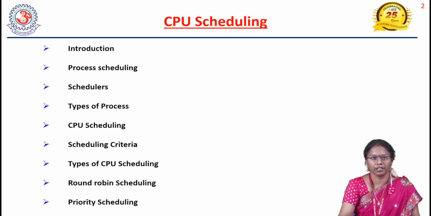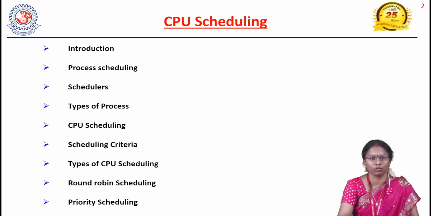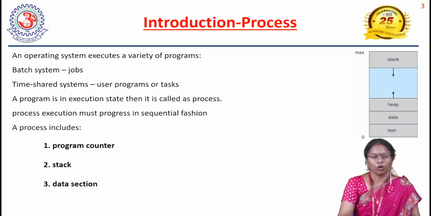In CPU scheduling, what are the criteria we need to understand first? And then what are the types of CPU scheduling? In the types of CPU scheduling, we are going to see only two main important scheduling algorithms, that is round robin and priority scheduling.